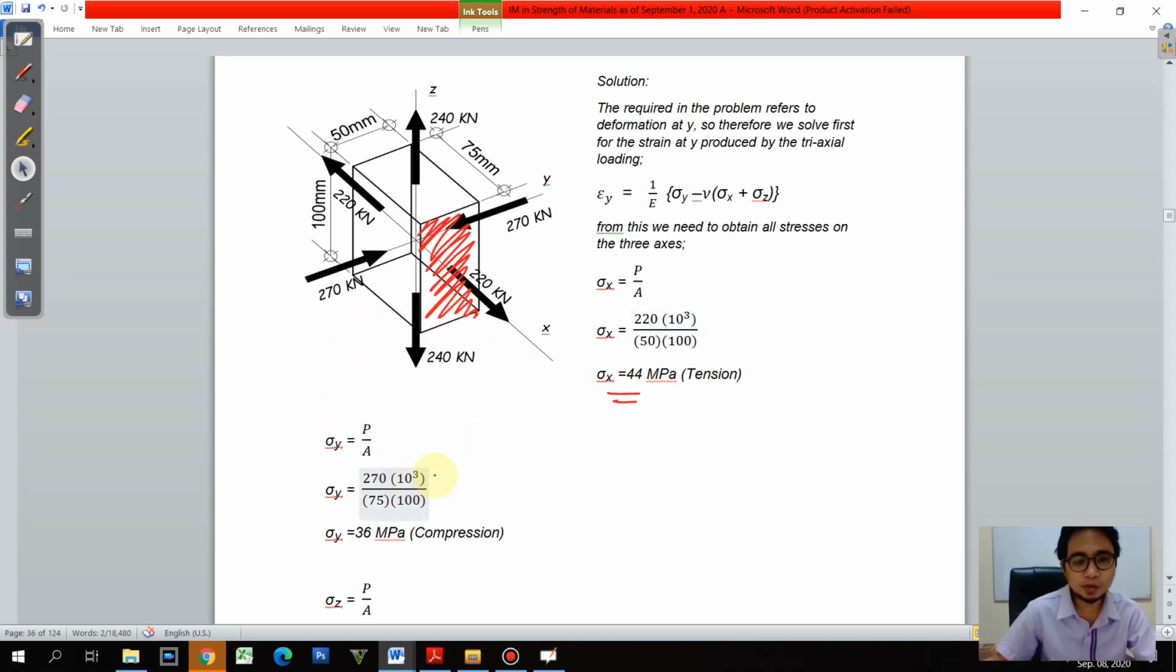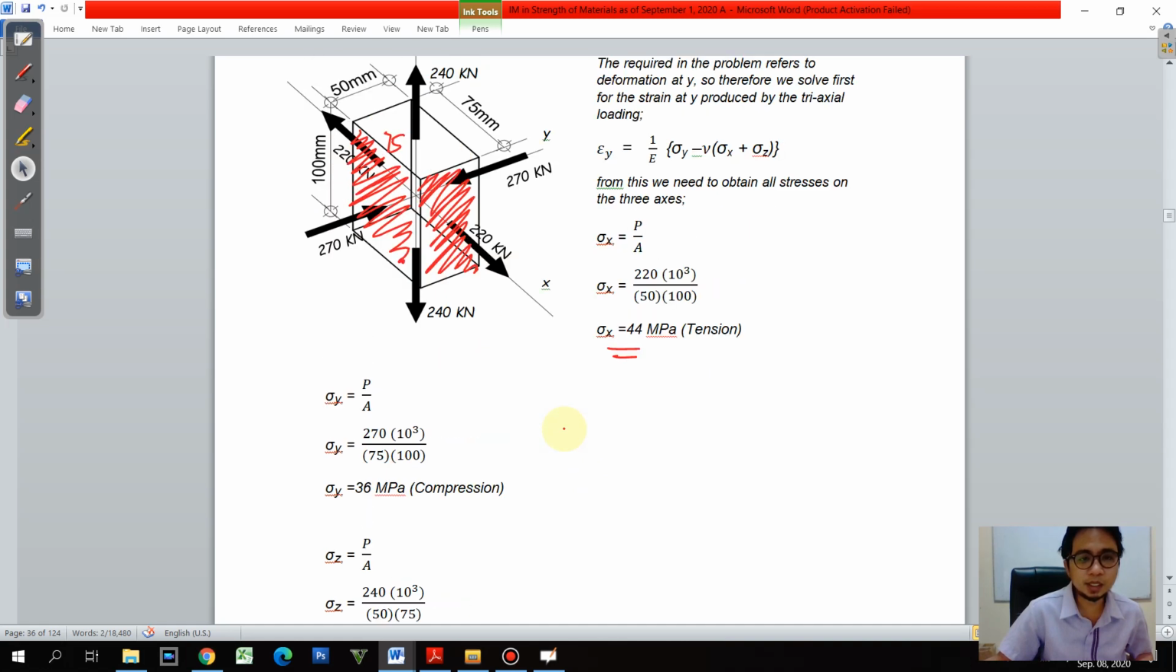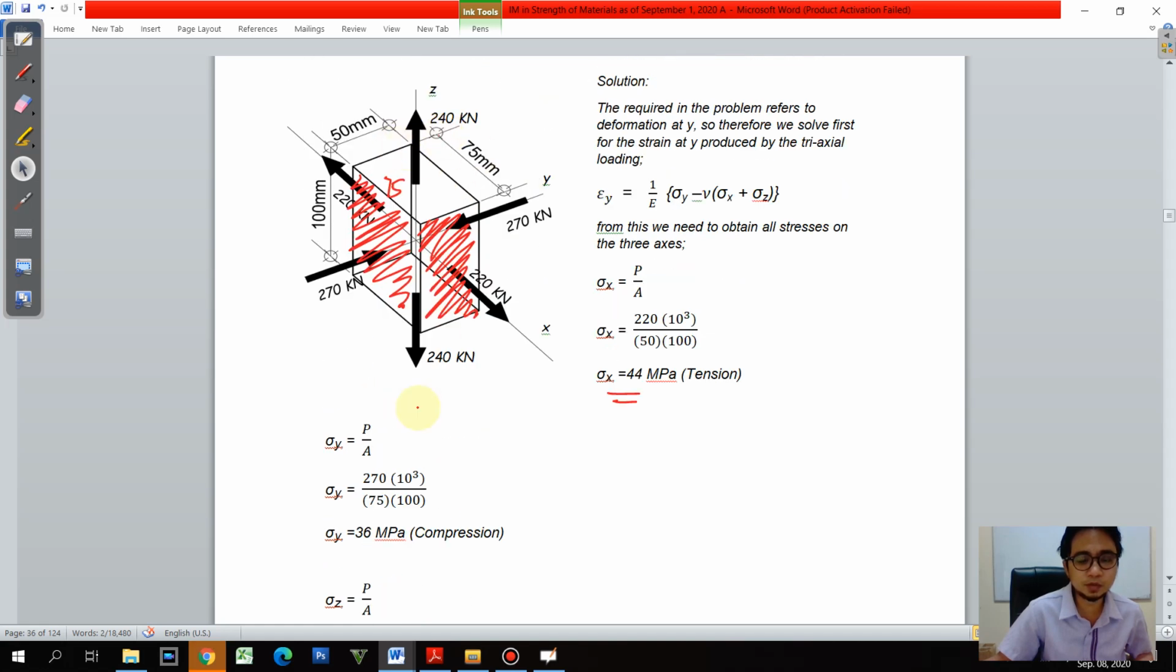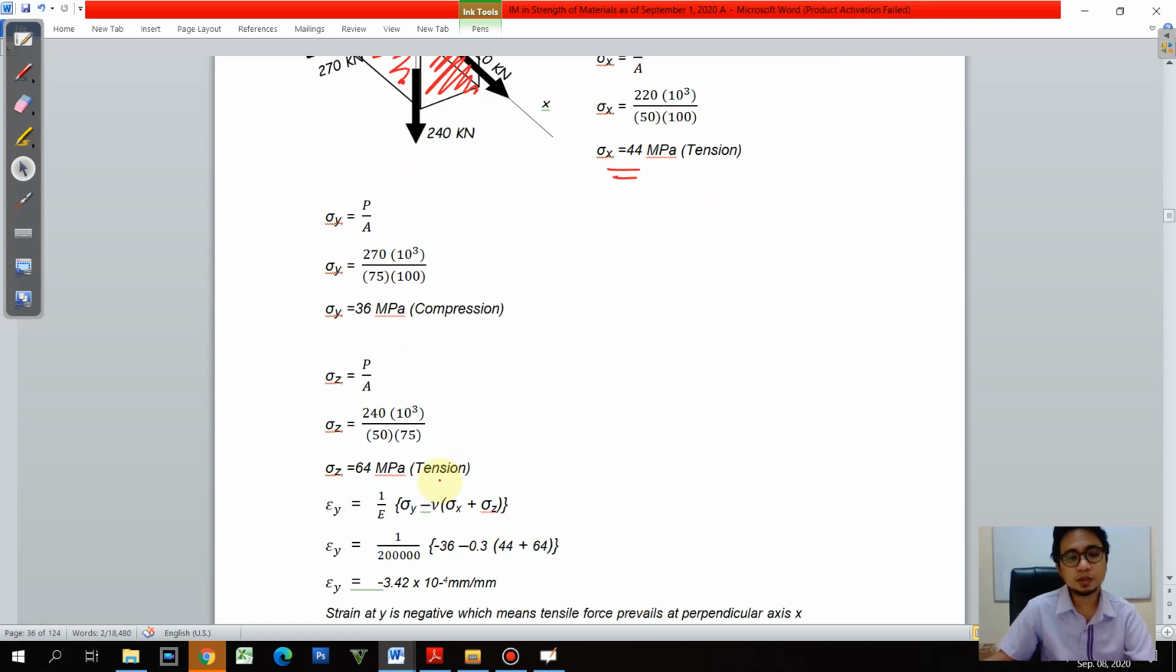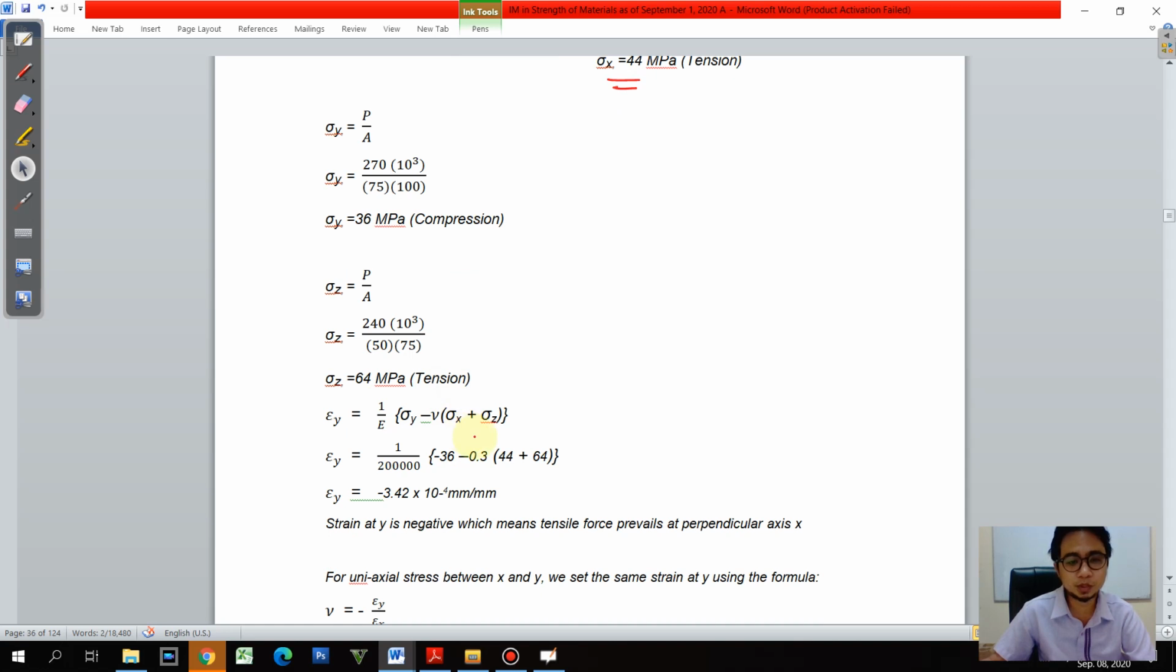And along y, we have a compressive stress. Because this is compression, 270. And then, the area is this one, 75 by 100 dimension. Okay? This is 75. And that is 100. Okay. So, we have 36 megapascals for that. And then next z, ito yung nasa ibabaw, 50 by 75. So, just copy the 240 there times 1,000 times the area. So, we have 64. So, after getting those, we'll just have to substitute in this equation.